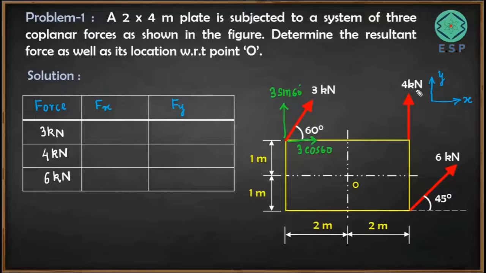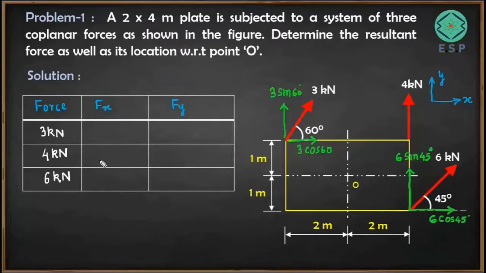Now this particular force is only in the vertical direction, so I don't have to resolve it in the x direction, because the x component is going to be 0. So we have only a y component for this force, that is 4 kilonewton. And here again the 6 kilonewton force we can resolve along x direction like this, so it is going to be 6 cos 45 degrees, and along y direction like this, which is going to be 6 sin 45 degrees, friends. So we are able to resolve all three forces along x and y directions.